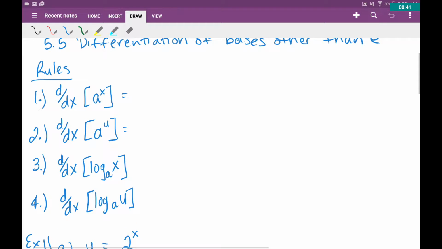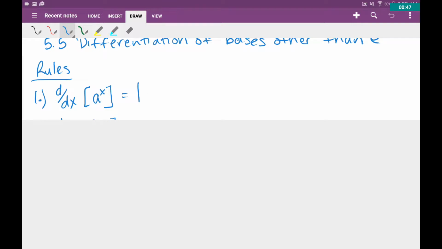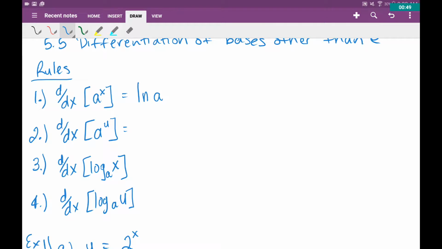A to the x power. So the derivative of a to the x is the natural log of a times a to the x. And we'll put parentheses around both of these just to denote that they need to stay separate. Those are two separate things. It's not a times a to the x. It's the natural log of a times a to the x.